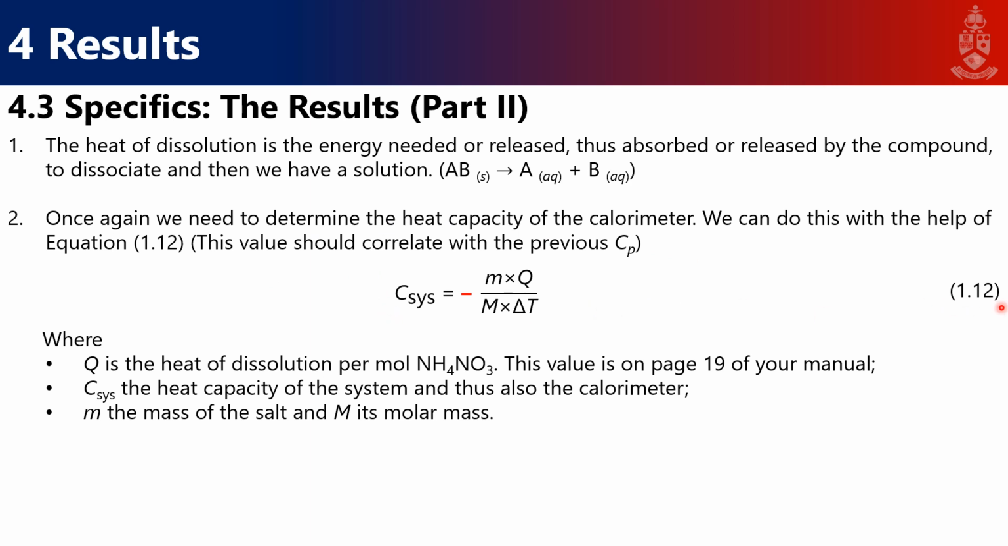So for that, we're going to use equation 1.2, where Q is the heat of dissolution per mole of ammonium nitrate, which we give to you on page 19. M is the mass of the salt, which we also give to you, and the molar mass of ammonium nitrate, which we also give to you, and delta T is what you measured. I'm quite sure you'll be able to figure out what delta T is, and then you plug it in there, and then you have the heat capacity.